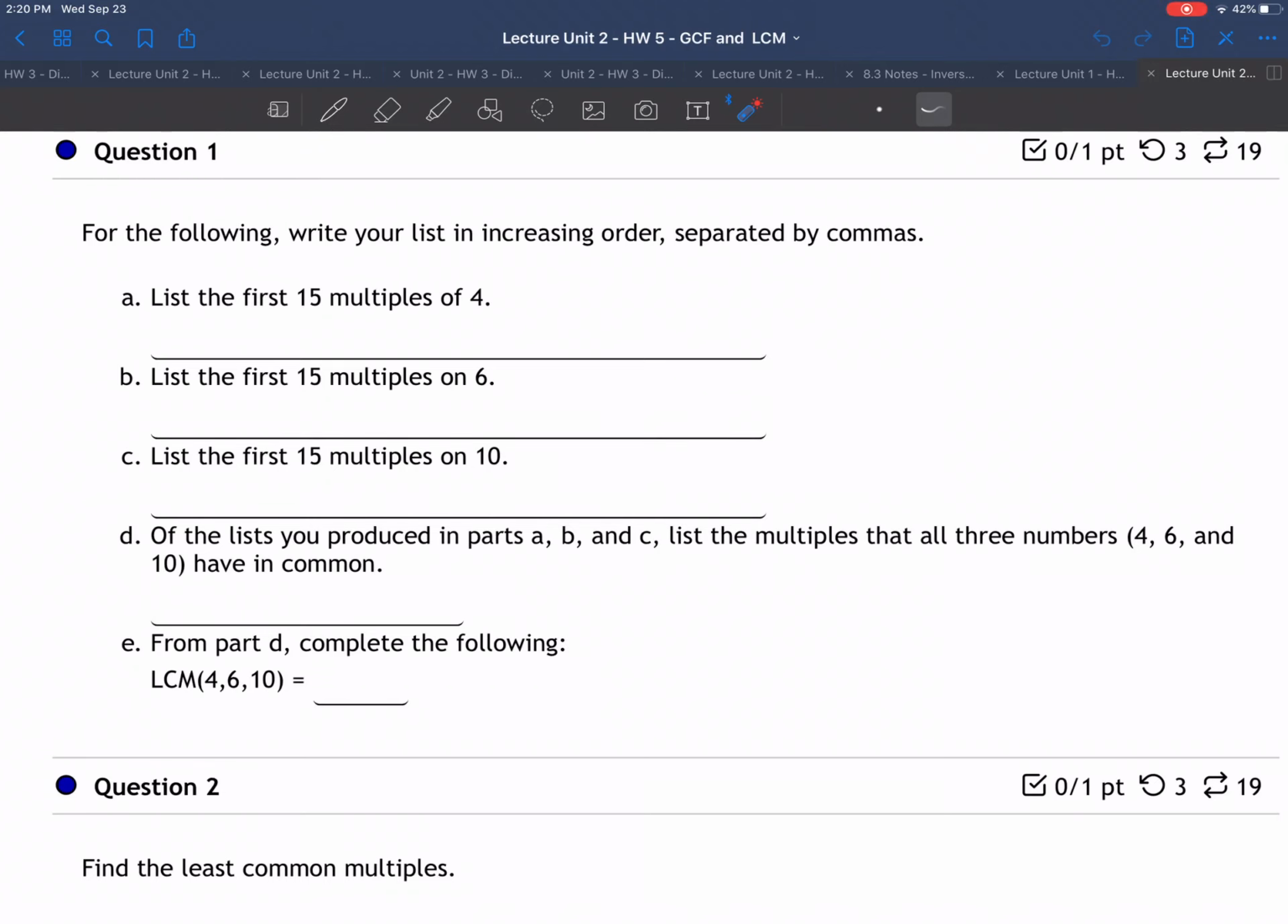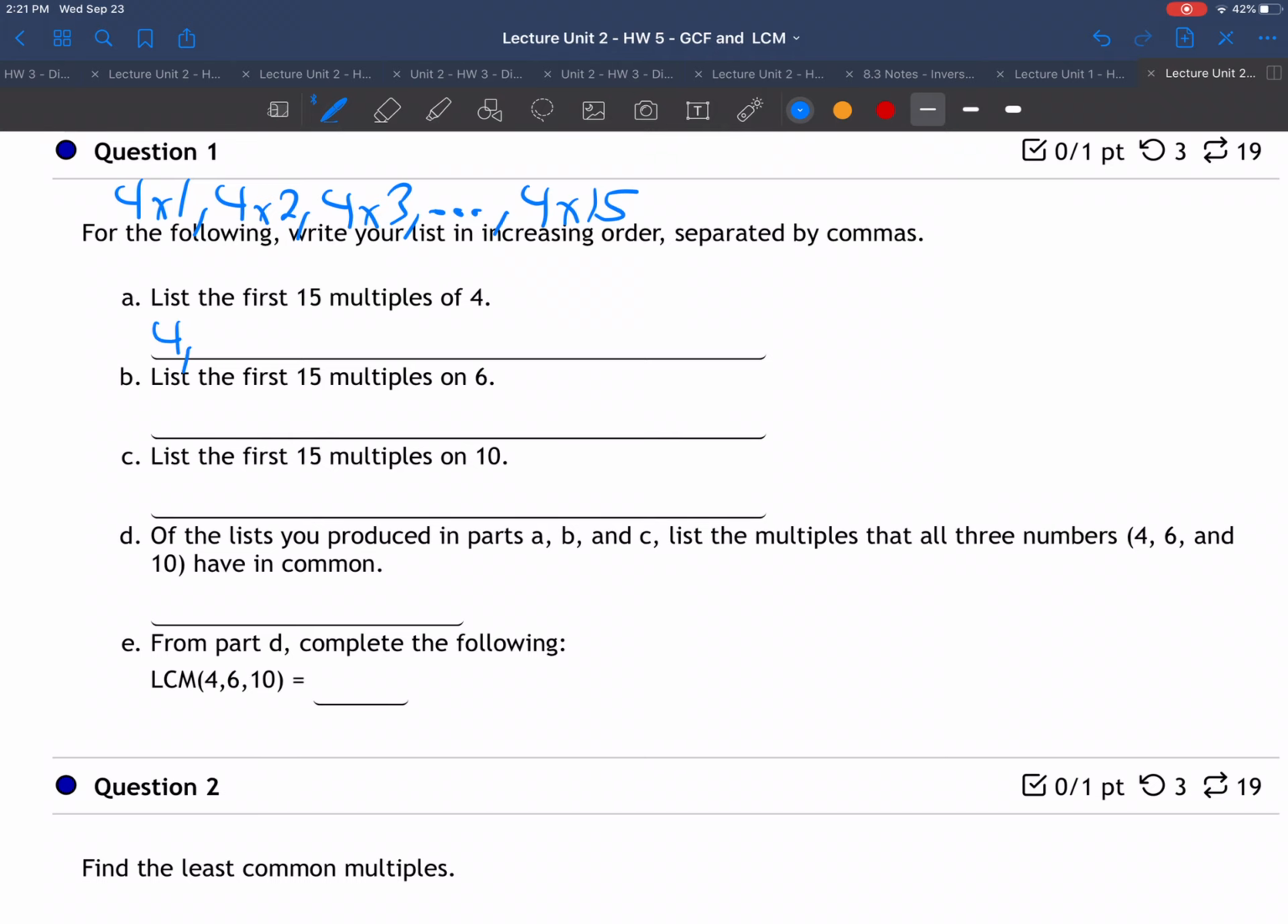Welcome to an example in which we're listing multiples. So we're supposed to list the first 15 multiples of 4. What does that mean? It means we're supposed to start with 4 and go times 1, times 2, times 3, etc. all the way to 15. Those are the multiples of 4. 4 multiplied by 1, 2, 3, all the way to 15.